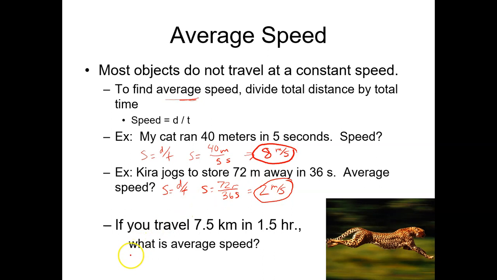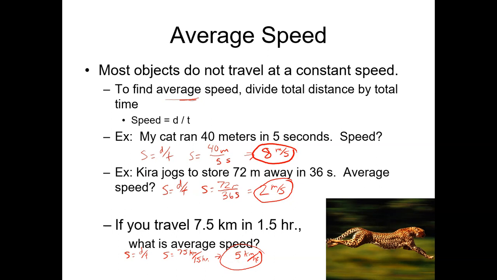What if you traveled 7.5 kilometers in 1.5 hours? So again, speed equals distance over time. So speed equals 7.5 kilometers over 1.5 hours. Divide that out, and I get 5 kilometers per hour. So that's average speed calculation.